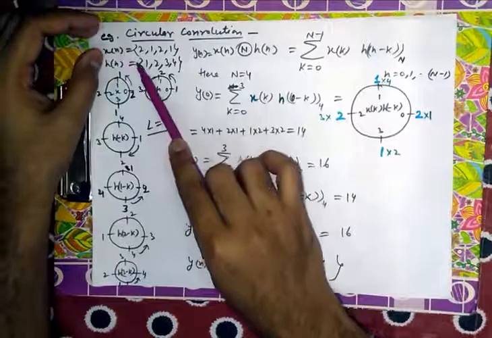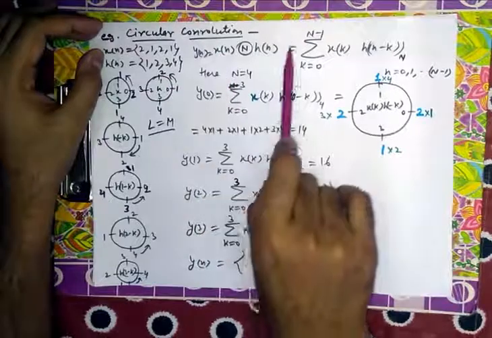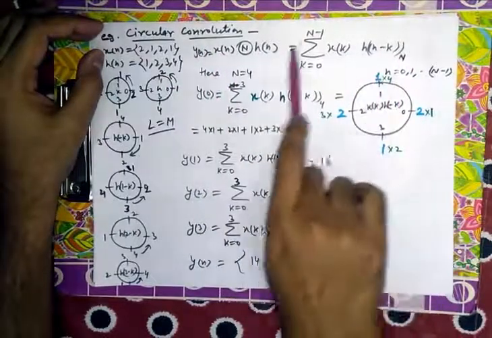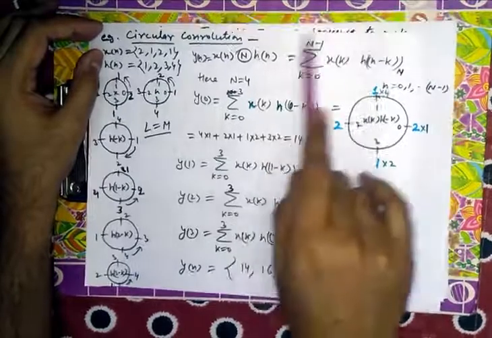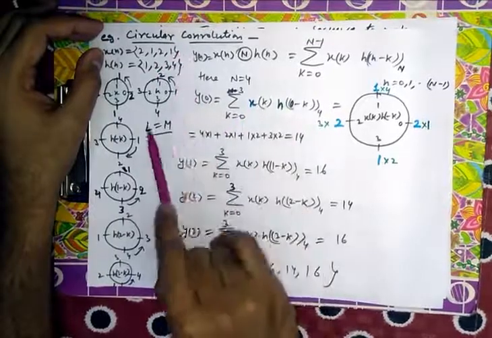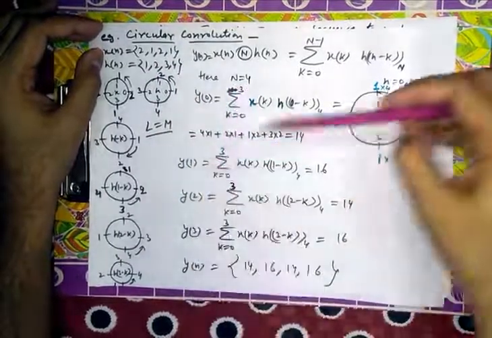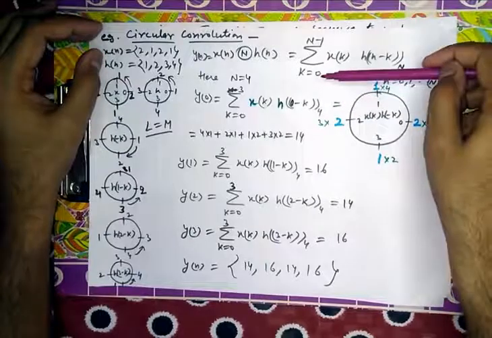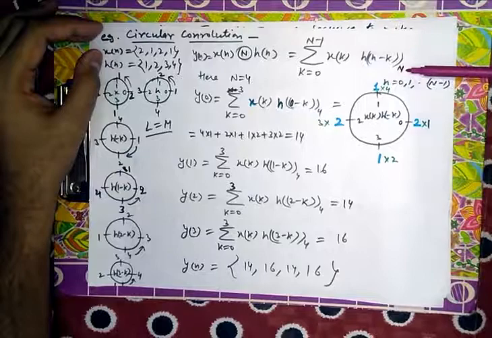Suppose x(n) is given as 2, 1, 2, 1 and h(n) is given as 1, 2, 3, 4. Now we have to find the circular convolution. The formula is the sum of x(k) h((n minus k) modulo N), where k varies from 0 to N minus 1. Here capital N is 4, because L equals M equals 4. So the summation becomes k equal to 0 to 3 of x(k) h((n minus k) modulo 4).